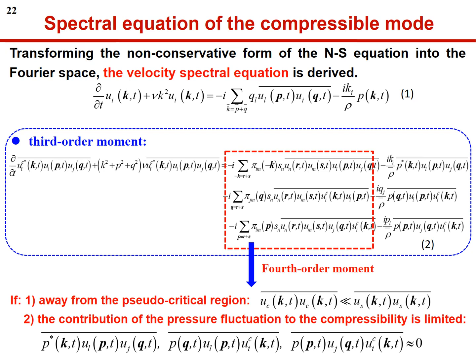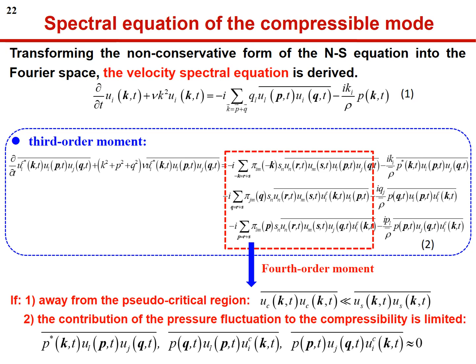Since the degree of internal compressibility is quite different in different temperature ranges at the supercritical pressure, the compressibility is strong in the pseudocritical range, but is weak when the flow temperature is far away from the pseudocritical range. In order to guarantee the universality of the turbulent model, we will discuss the above two conditions respectively.